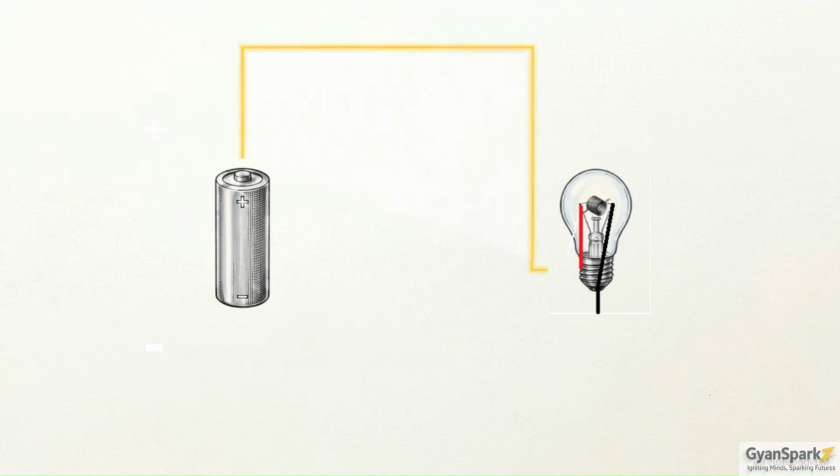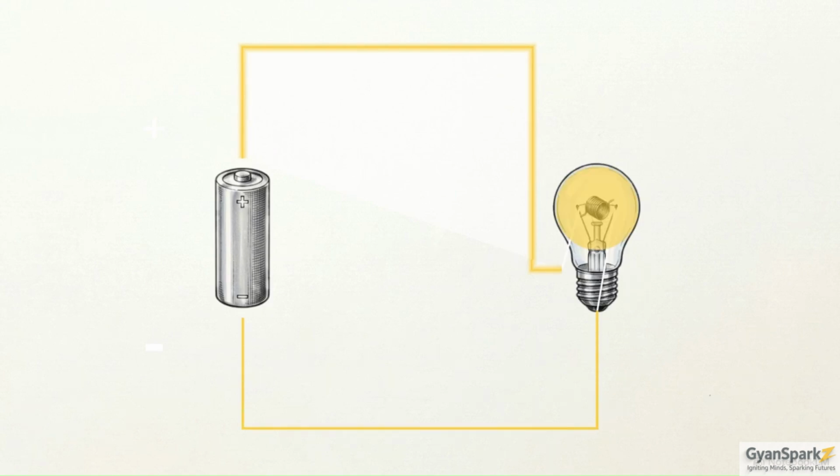The current must travel from one terminal of our cell, enter one connection point on the bulb, pass through the filament, exit the second connection point, and return to the opposite terminal of the cell.